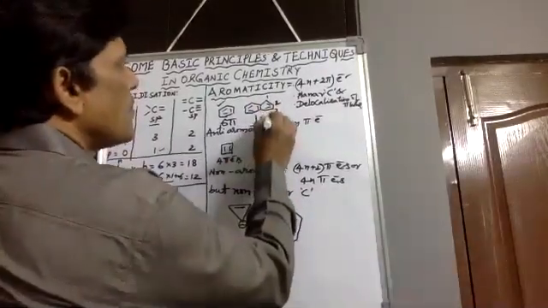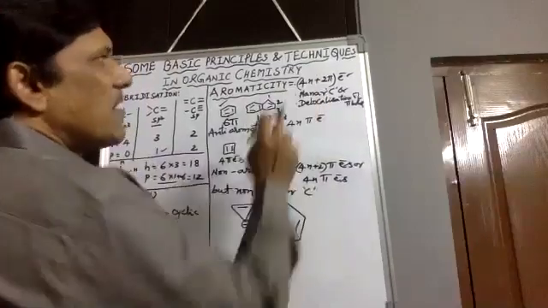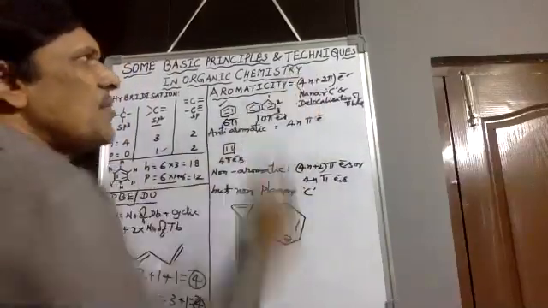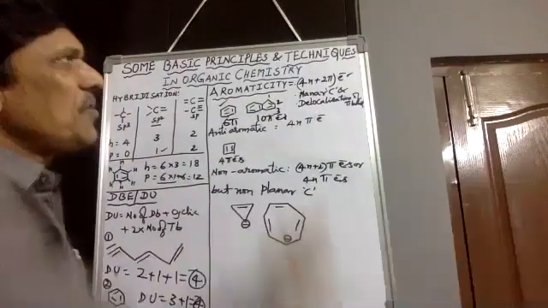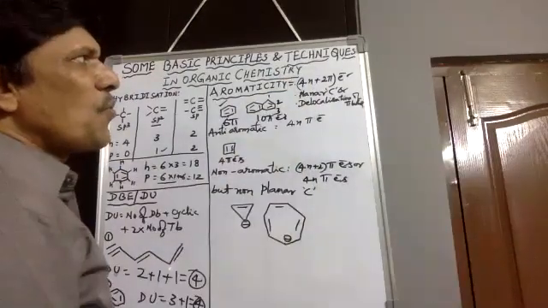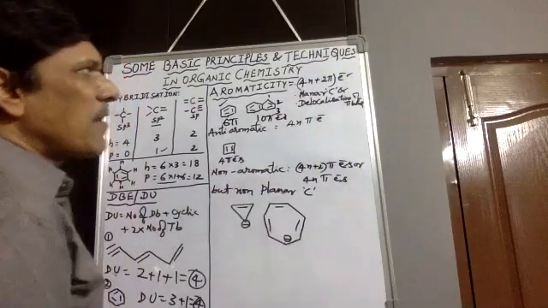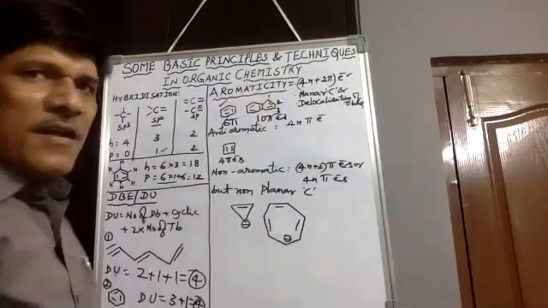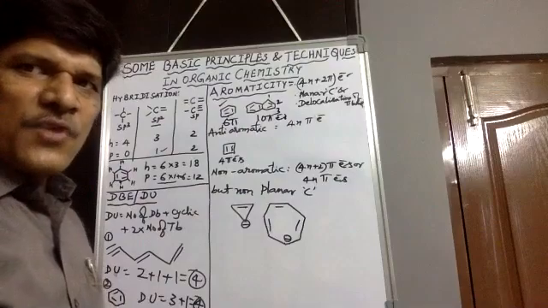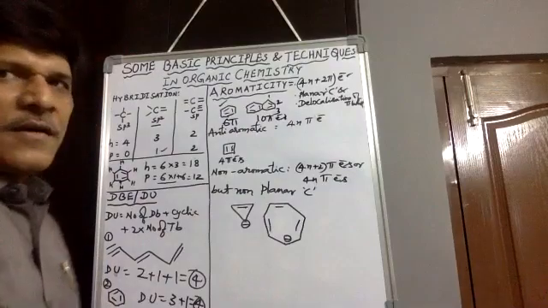10 pi electrons we can observe by satisfying 4n plus 2, where n is an integer. If n is equal to 2, then 4 times 2 is 8, plus 2, gives 10 pi electrons. Therefore, with 10 pi electrons and all carbons planar, naphthalene also gives aromatic nature.